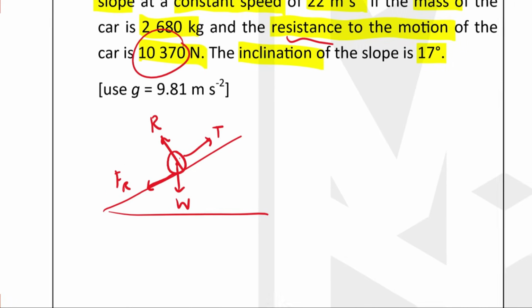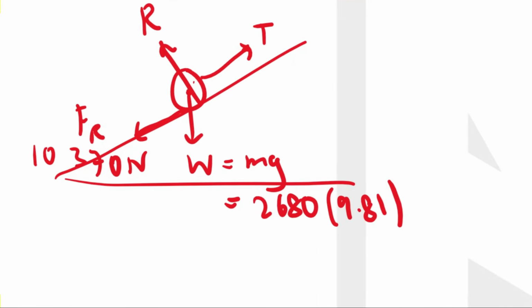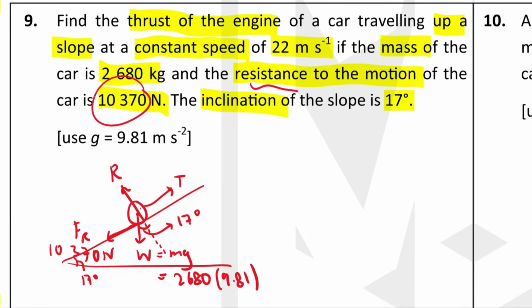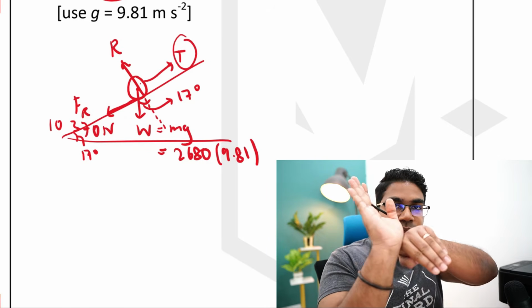Resistance to motion is this, so this will be 10,370 newtons. And then we have the weight, which is mg, and so this will be 2,680 times 9.81. And immediately you should draw a line that is perpendicular to the slope and label this angle. So from earlier we know that since this is 17 degrees, this is 17 degrees as well. Let's check the question again. We want to find the thrust of the engine, so we want to find T. When you want to find T, we look at all the forces in the direction of T and in the opposite direction.